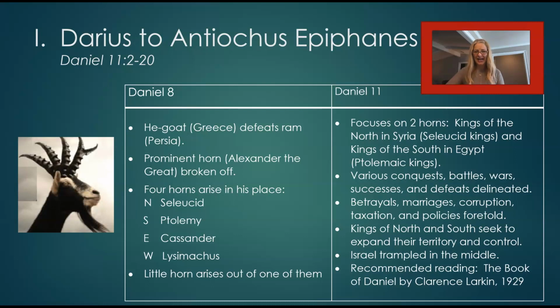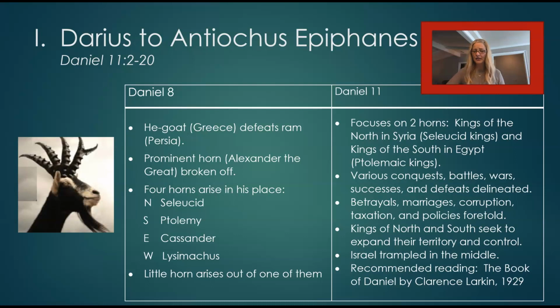So there's a clash between the ram and the he-goat. We looked at how that represents Greece transplanting Persia as the empire, just as the chest of silver transitions into the belly and thighs of brass.